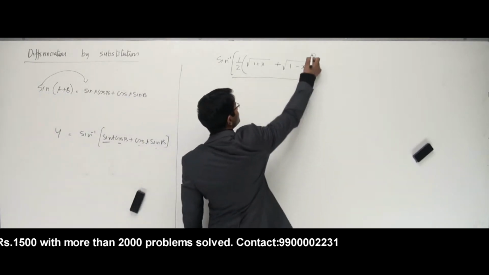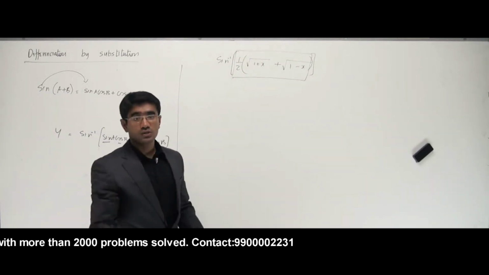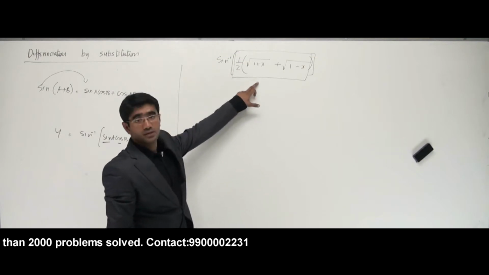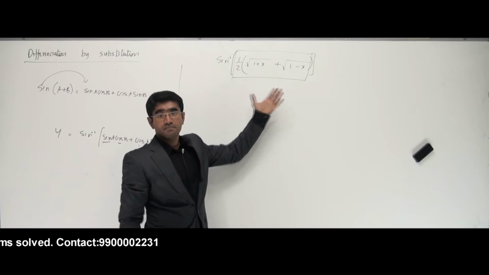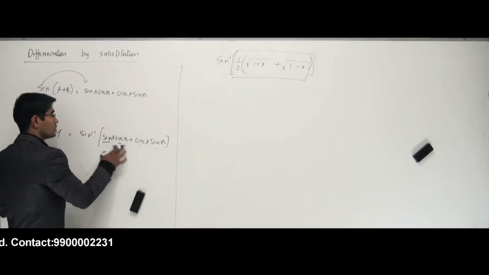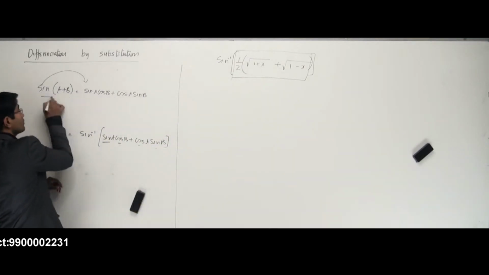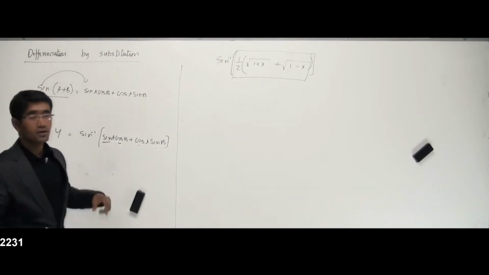This whole thing has to become what? According to our first logic, this has to become sine of something so that I can cancel out this sine inverse with the sine of whatever comes inside. This can happen if I have sine a cos b plus cos a sine b. It looks like what? Sine of a plus b. This sine is what I'm looking for.